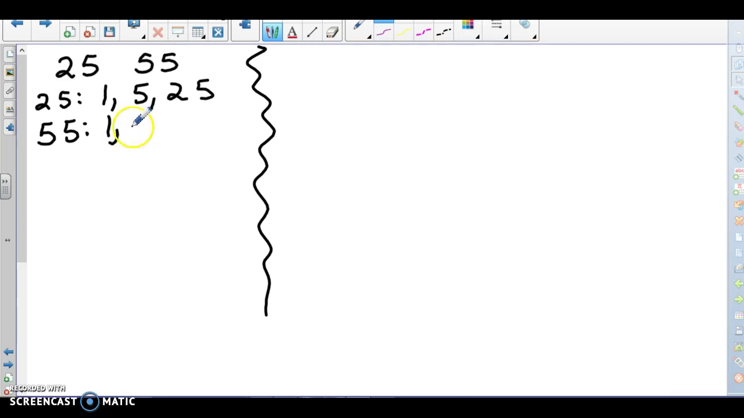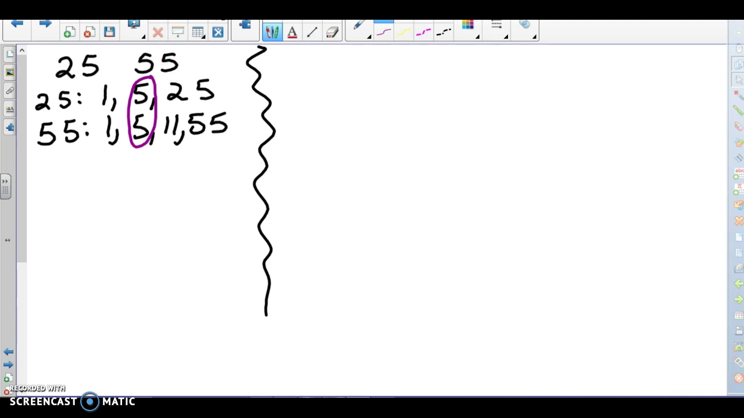So 55 is 1, 5, 11, and 55. We can talk more about how to find these using a factor tree. You remember that we match the numbers to make sure that there's a factor pair, or in this case, the square root of the factor. So when we make these two lists, you'll find that they have 5 in common.